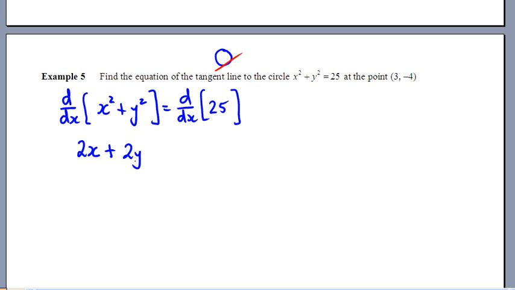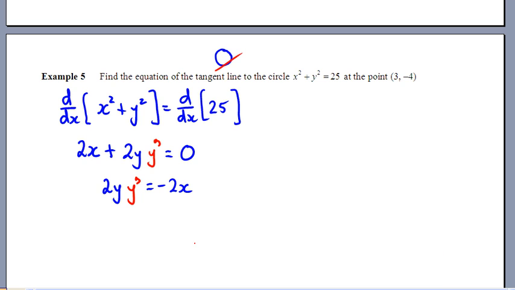So we just have to do the chain rule and say, oh yeah, now you have to multiply by dy/dx, which a lot of people just like to write as y prime with a very careful apostrophe, is equal to 0. You get a lot of zeros here when you do this. Okay, solve for y prime. So 2y times y prime is equal to negative 2x.